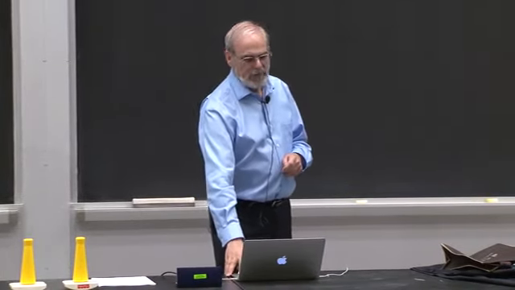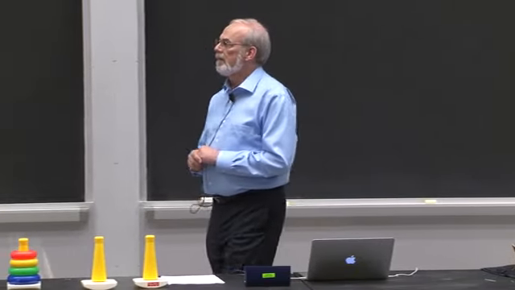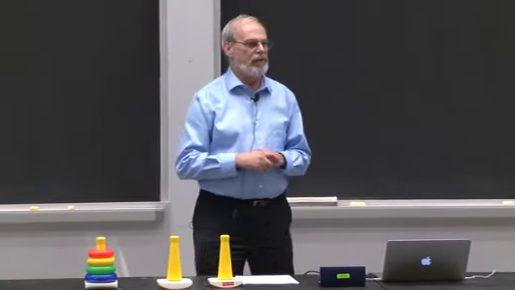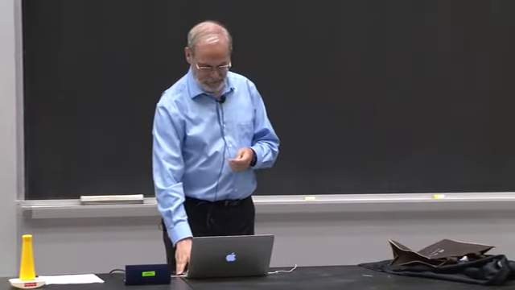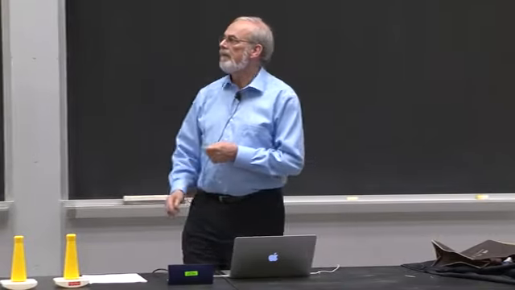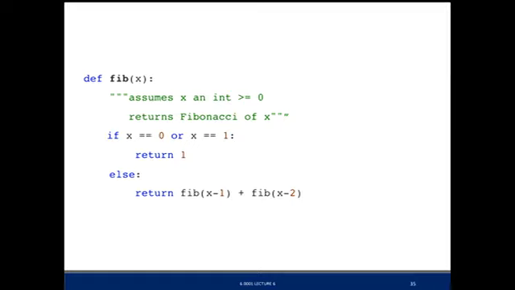Okay, so now I need 2 base cases. One for when n is equal to 0, one for when n is equal to 1, and then I've got that recursive case. And so there's a nice little piece of code. Fibonacci: I'm going to assume x is an integer greater than or equal to 0. I'm going to return Fibonacci of x. You can see it says if either x is equal to 0 or x is equal to 1, I'm going to return 1. Otherwise, I reduce it to 2 simpler versions of the problem, but with different arguments, and I add them up.